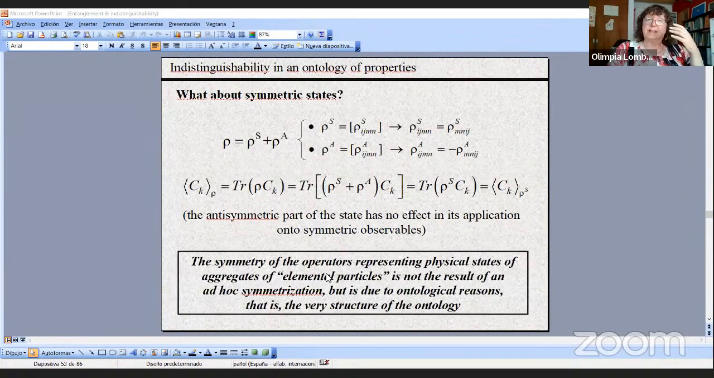So the symmetry of the operators representing physical states of aggregates of elemental particles, bundles composed of original bundles that are indistinguishable, is not the result of an ad hoc symmetrization, but is due to ontological reasons. It is the very structure of the ontology that makes it natural that indistinguishable bundles, when composed, can be permuted.